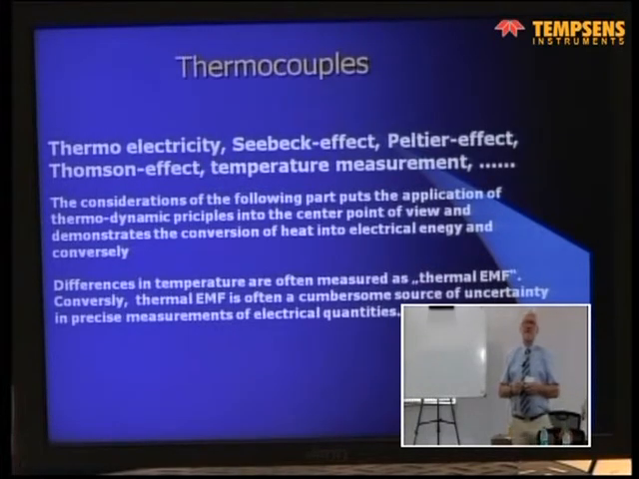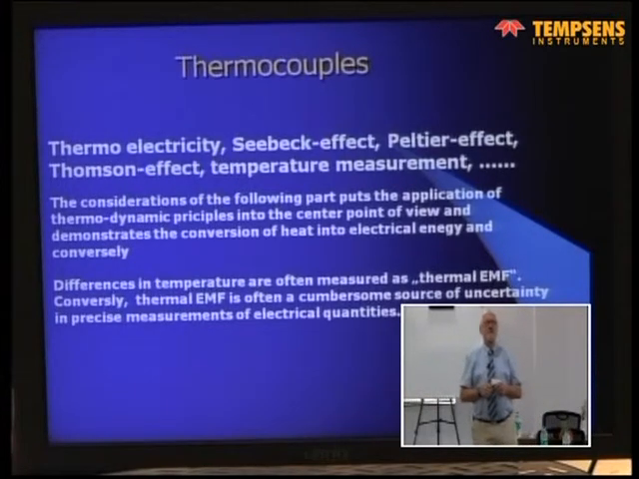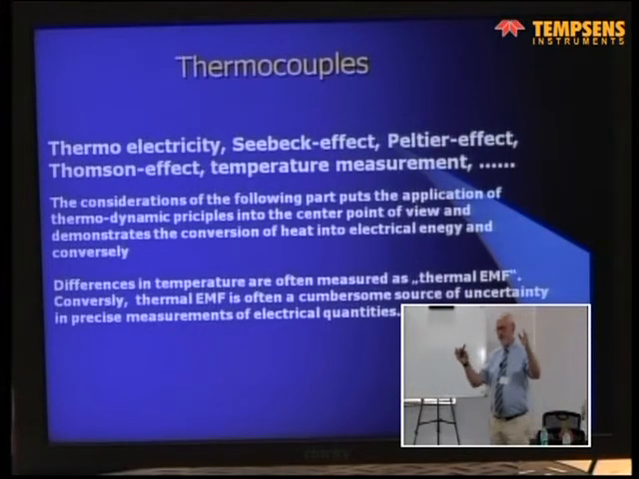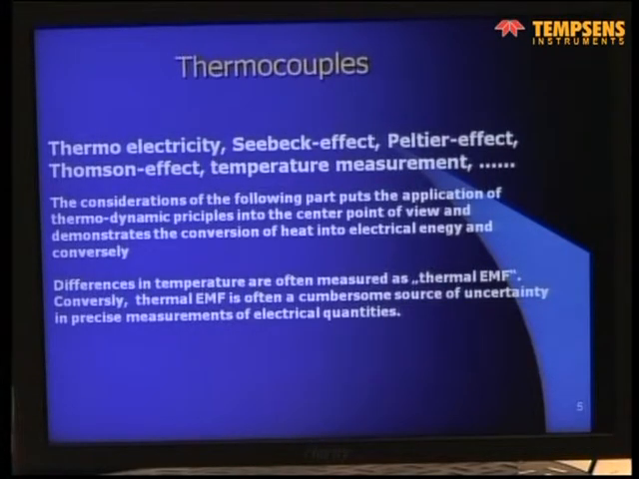So differences in temperature are often measured as thermal EMF. Conversely, thermal EMF is often a cumbersome source of uncertainty in precision measurements. The closer you come in precise measurement to 0 volts or 0 millivolts, the higher is the probability that you are disturbed by thermoelectric effects between the wires connected to your 2 terminals, and the temperature difference between the 2 terminals.